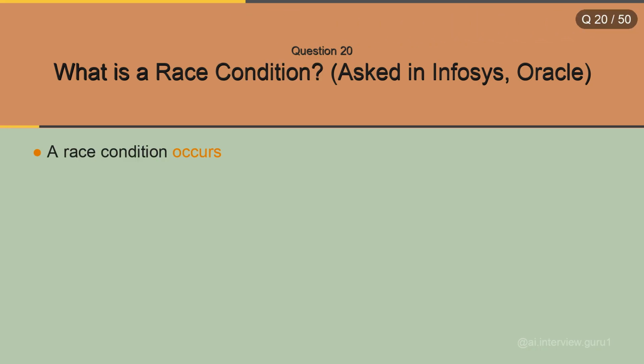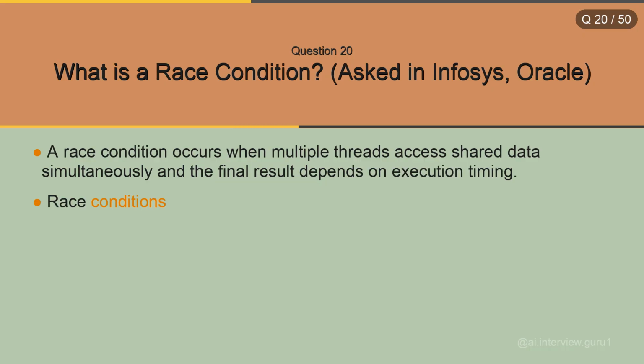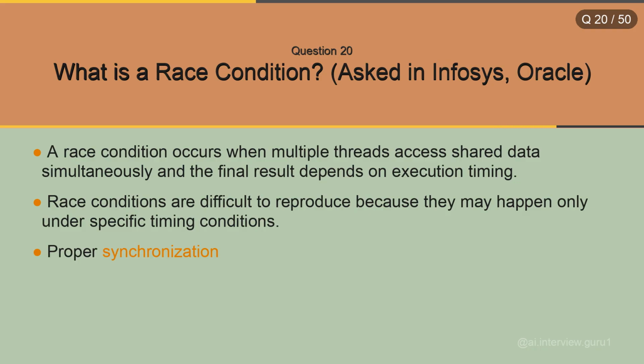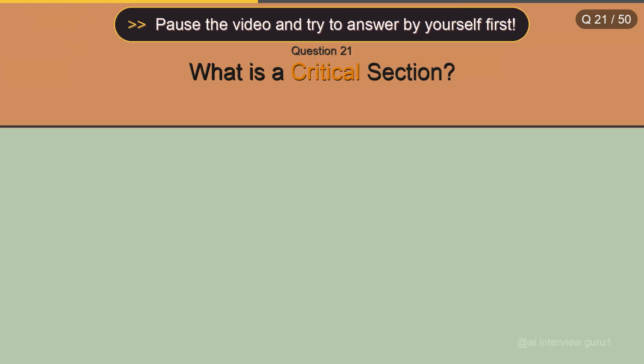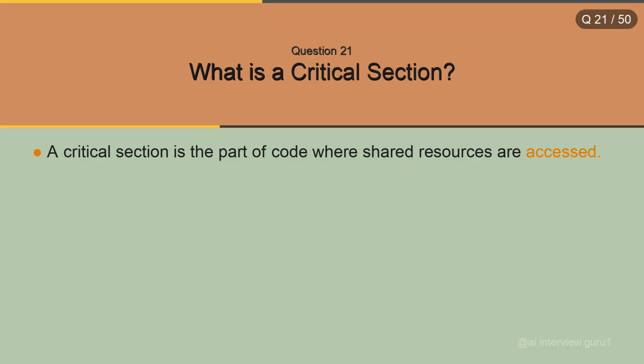What is a race condition? A race condition occurs when multiple threads access shared data simultaneously, and the final result depends on execution timing. Race conditions are difficult to reproduce because they may happen only under specific timing conditions. Proper synchronization eliminates race conditions. What is a critical section? A critical section is the part of code where shared resources are accessed.